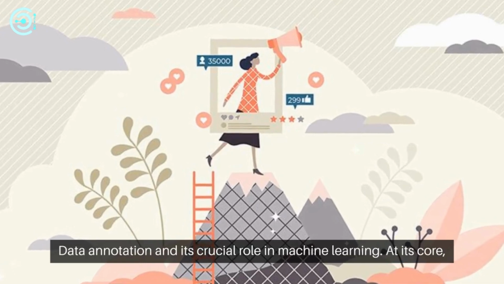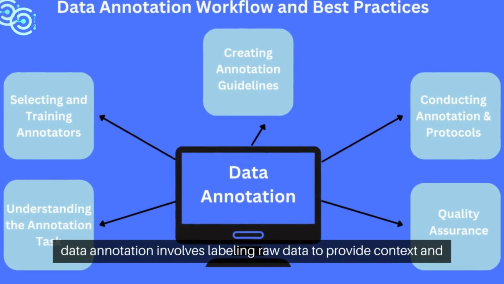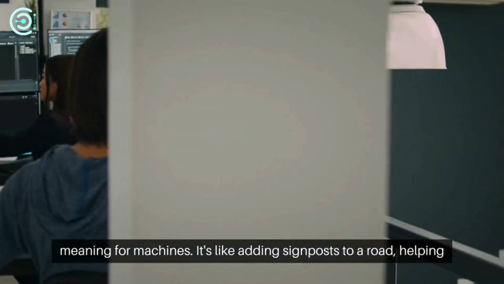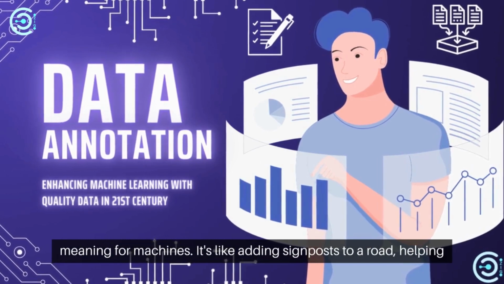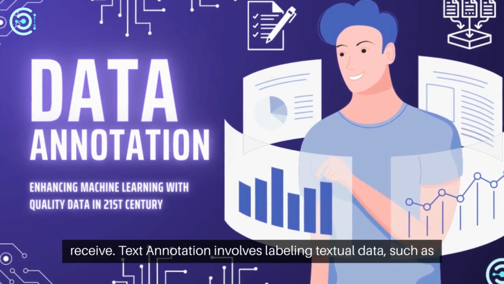Data annotation and its crucial role in machine learning. At its core, data annotation involves labeling raw data to provide context and meaning for machines. It's like adding signposts to a road, helping AI algorithms navigate and understand the information they receive.